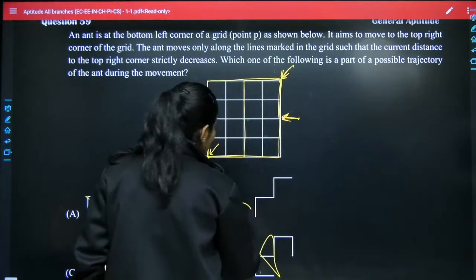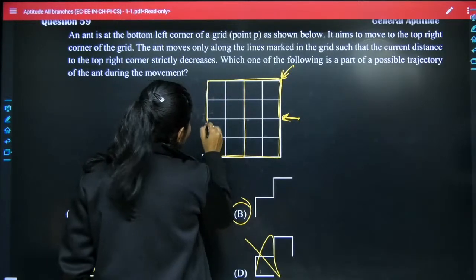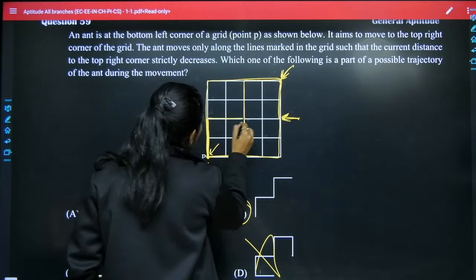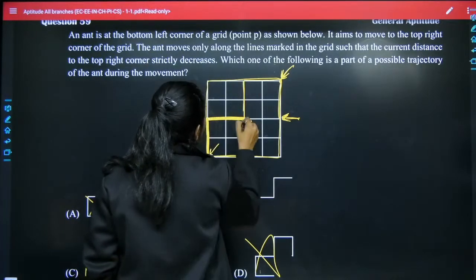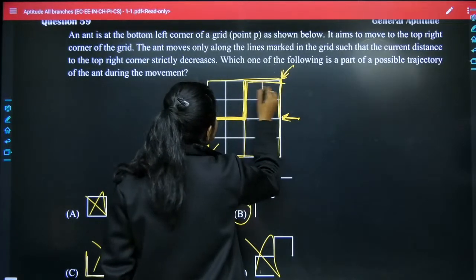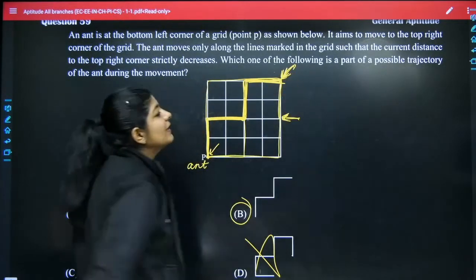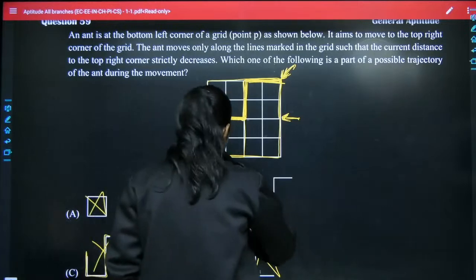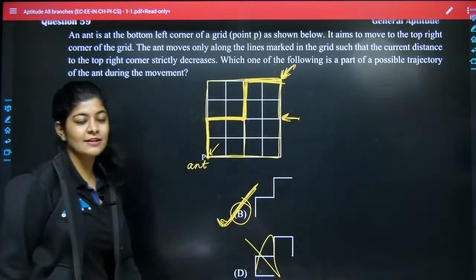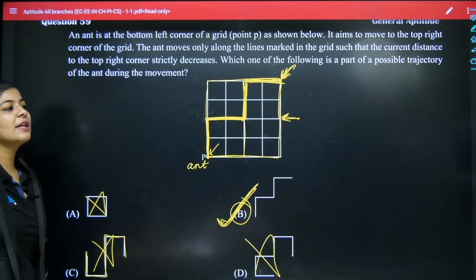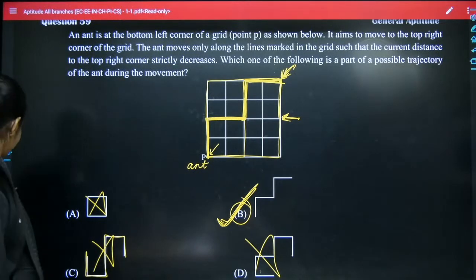But if we see option B, the ant will move like this, after that like this, and after that like this, and this. So this is the possible trajectory to reach the rightmost corner. So the correct option is option B. This is a very easy question.